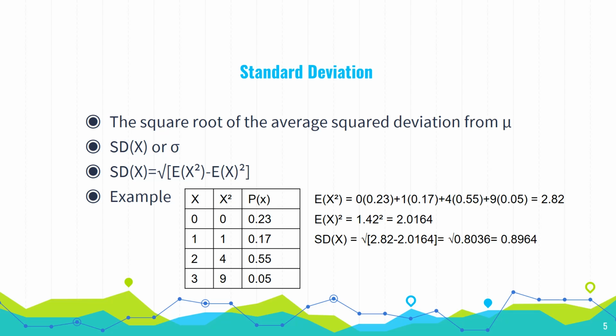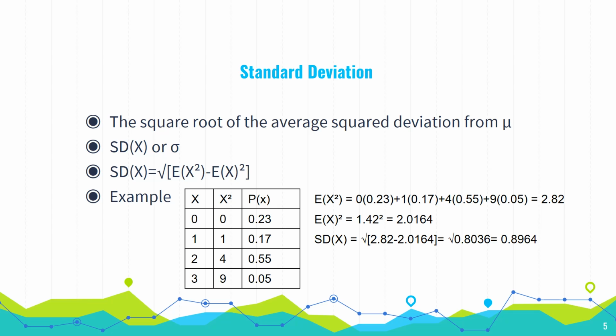Next is the expected value of x, squared. Well, we found it previously to be 1.42, so we square 1.42. We get 2.0164. So now the standard deviation of x, we have to take the square root of this difference, 2.82 minus 2.0164. First, we take that difference, comes out to be 0.8036. So the square root of 0.8036, rounded to 4 decimal places, is 0.8964. So that's the standard deviation of this random variable.